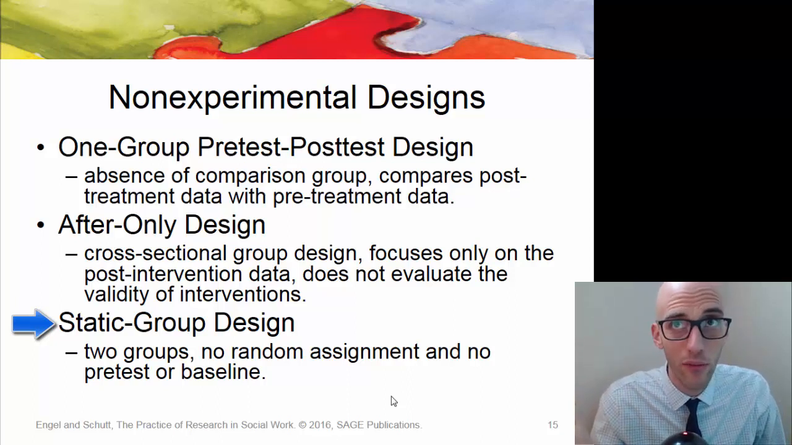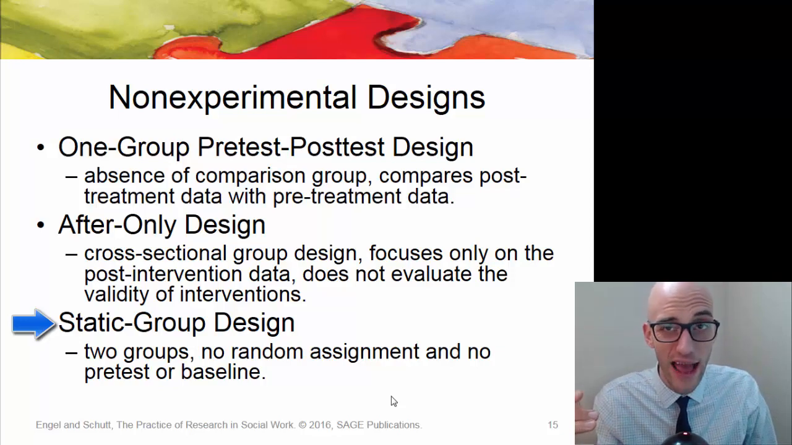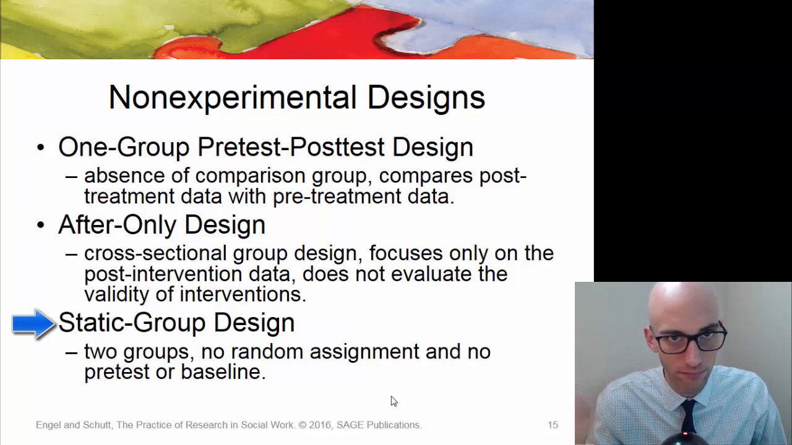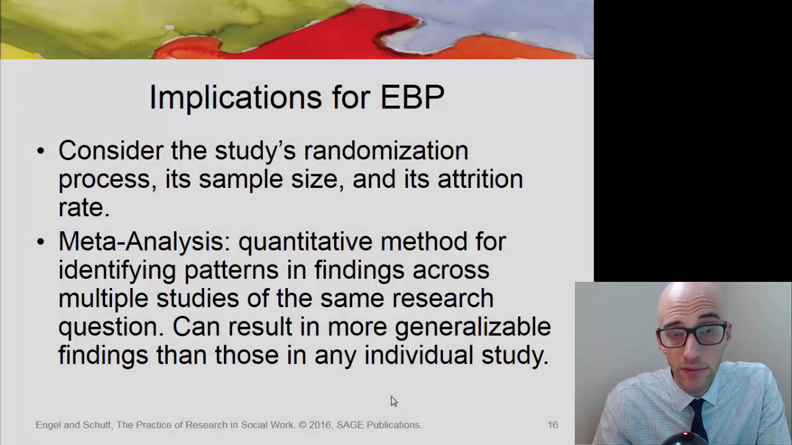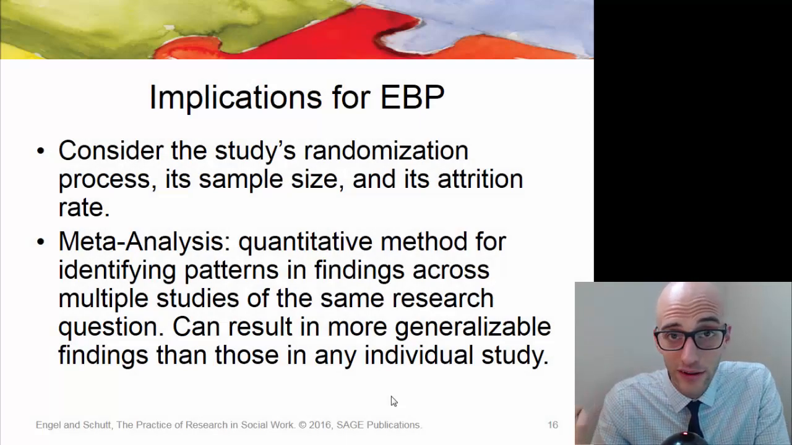This is one you probably won't see as much in research, or I haven't seen, but still a good term to be aware of. So implications for evidence-based practice: when you're reading through the research articles, consider the study's randomization process, its sample size, and attrition rate.